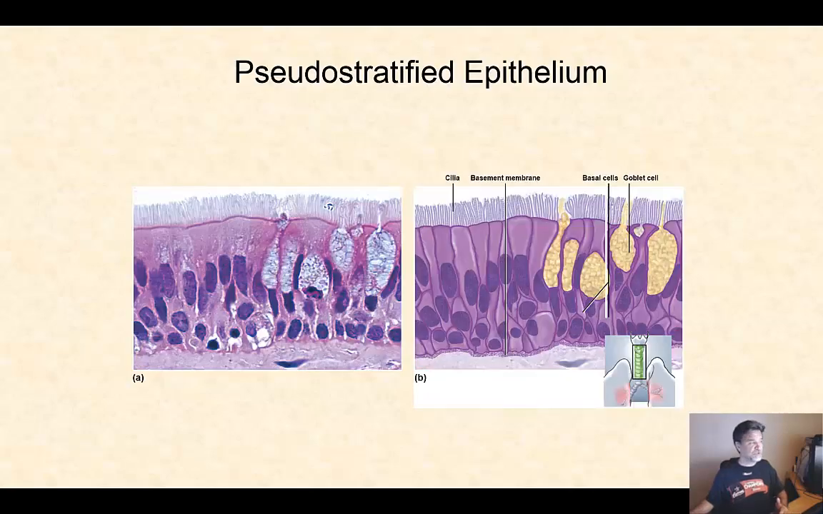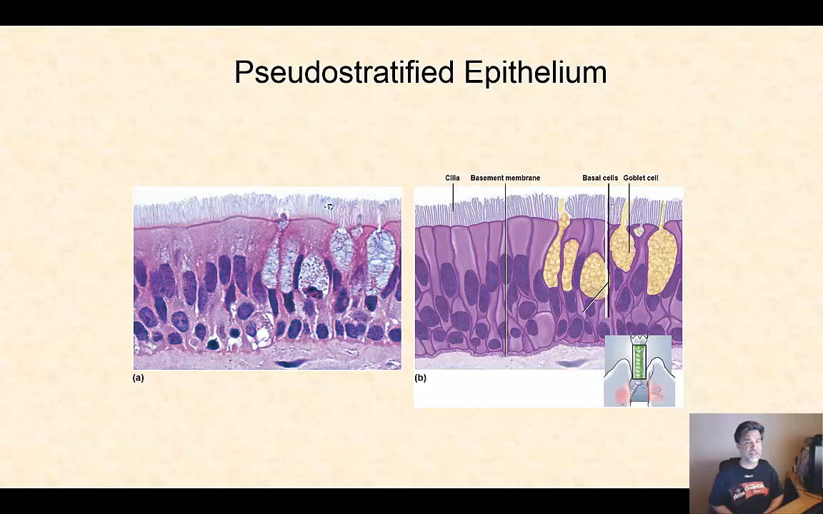Finally, the pseudostratified. So hopefully you can start to see exactly what I mean here by pseudostratified. We'll always see it as ciliated. We'll see it associated with goblet cells as well. But on the illustration especially, you can see that.